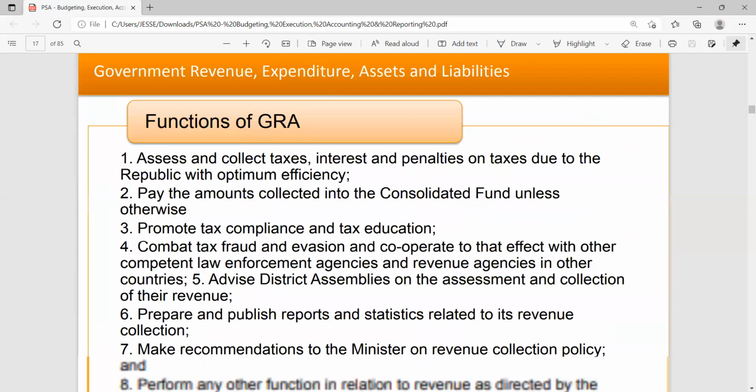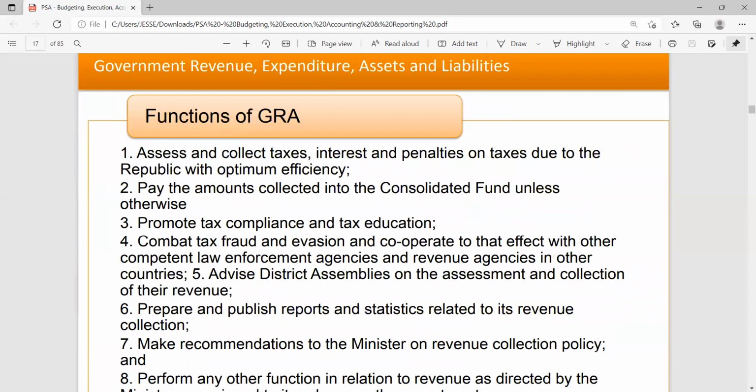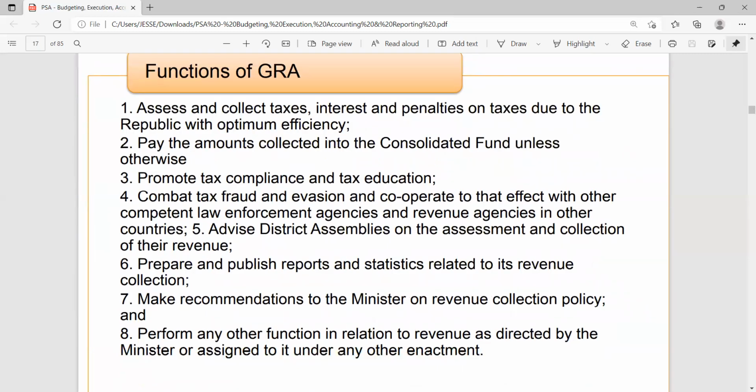Now, what are the functions of the GRA, the Ghana Revenue Authority? Number one is to assess and collect taxes. You cannot collect taxes without assessing them. What is the tax payable, right, for each person or institution? Then you can go ahead to collect those taxes. So assess and collect taxes, interest and penalties on taxes due to the Republic with optimum efficiency. So they are responsible for the assessment and collection of taxes. They are also responsible for the payment of the amounts collected into the consolidated fund. They pay these amounts into the consolidated fund.